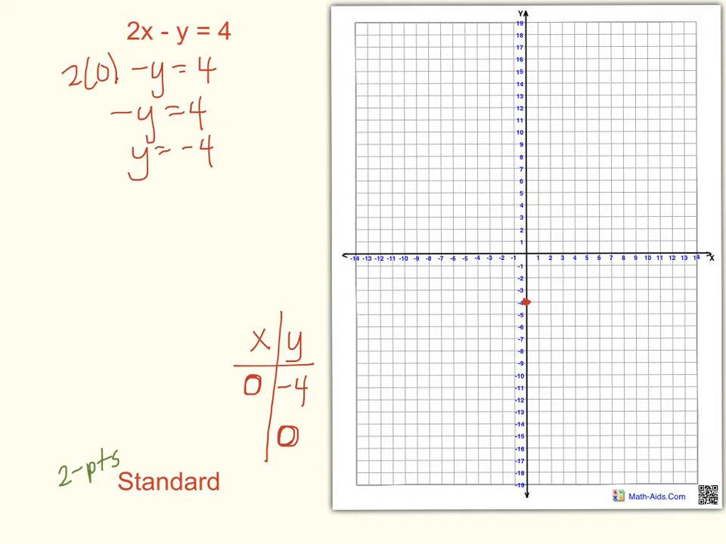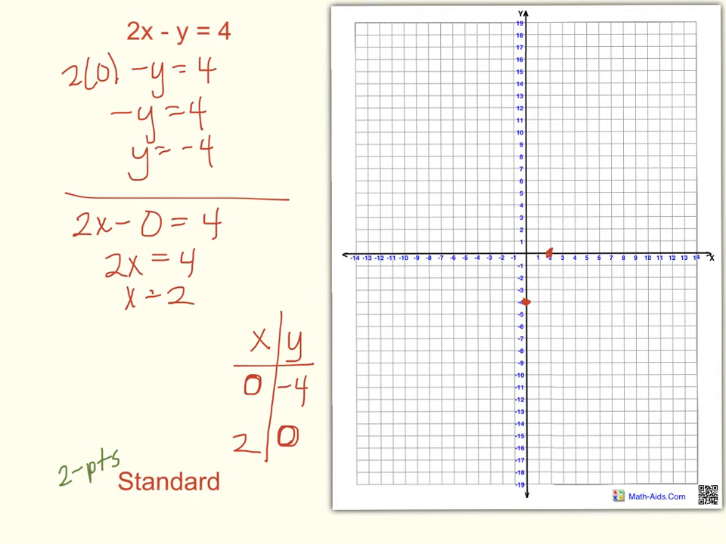For my second point, I'm going to plug a 0 in for y now. So instead of plugging it in for x, I'm actually going to plug it in for y. And what's going to happen is I'm intentionally going to cancel that y and solve for my x-intercept. In this case, my x-intercept happens to be positive 2, 0. So once you've got your x and y intercepts, all you have to do now is graph your line. Now remember, I've got specific requirements for graphing those lines. I want them to be straight, I want you to use a straight edge, whatever you need to do to create a nice straight line through those points. And that's how to graph from standard.